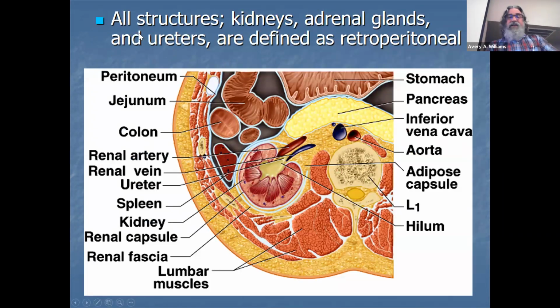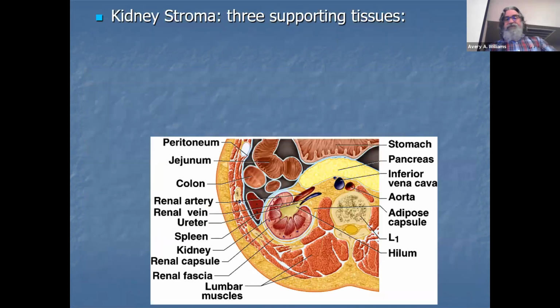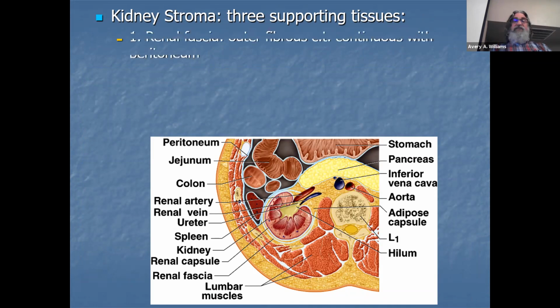Like I said, right here, all structures, the kidneys, the adrenal glands, the ureters, remember, all defined retroperitoneal, and this is a good view. You can see the peritoneal cavity in here, and then there's the dorsal peritoneum right there, and then of course here's the kidneys, and this section here is a horizontal section through the torso. Okay, there's that word again, stroma. Remember stroma versus parenchyma? The kidney stroma, there are three supporting tissues that make up the kidney stroma.